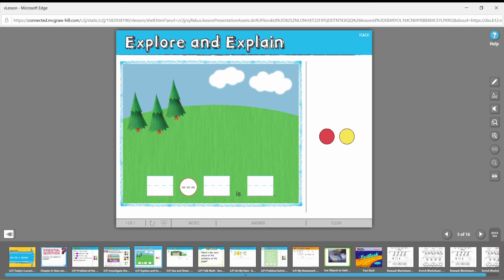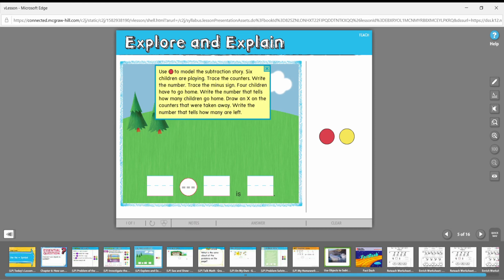Okay, so this is our front page, our first page. Explore and explain. There's going to be a math story. So we're going to use the red circles for this subtraction story. The subtraction story says 6 children are playing. So let's do 6 children. 1, 2, you can count with me. 3, 4, 5, 6 children.